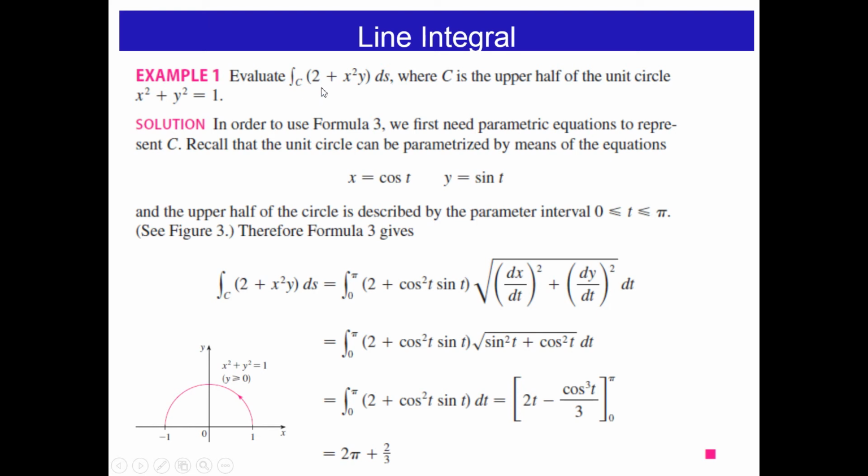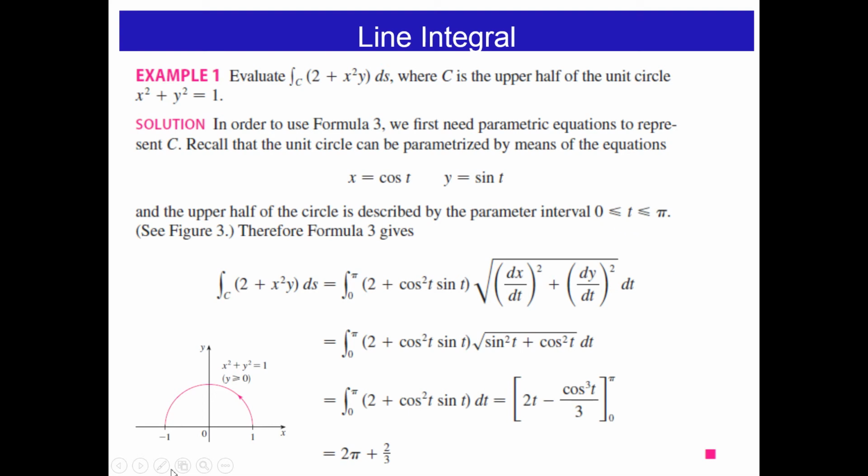Now f(x, y) here is 2 plus x squared y. First of all, we have to find the parametric equation of C. So the first step is to find the parametric equation of C. This is a circle, so in this case this is easy. This is a unit circle with center (0, 0), that is the origin. The parametric equation of this circle is x equals cos t and y equals sin t. And since C is the upper half of the unit circle, the limits of t are 0 to pi.